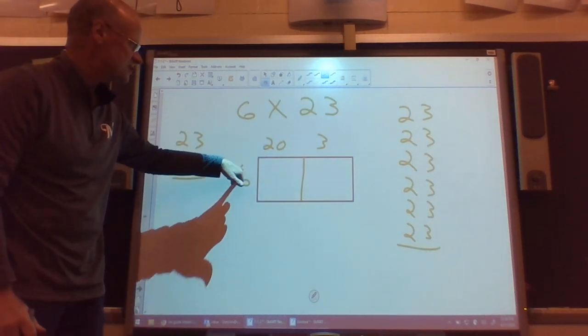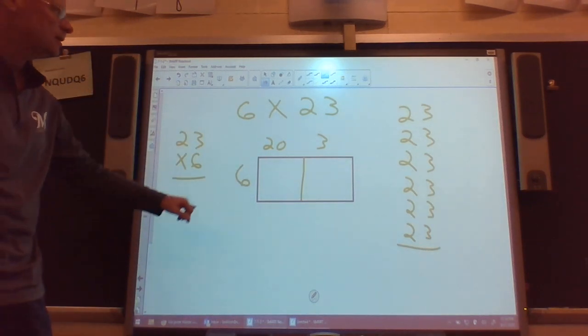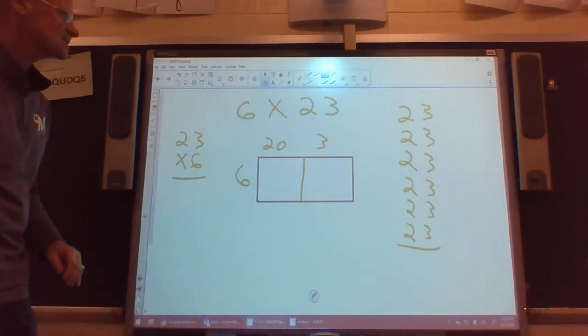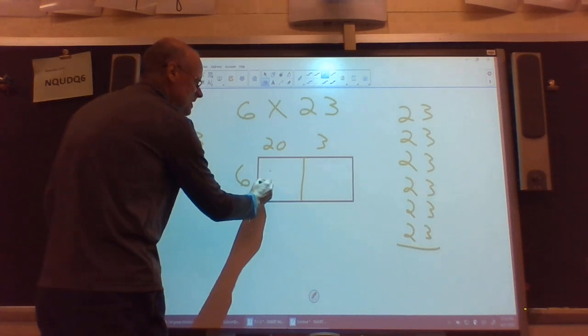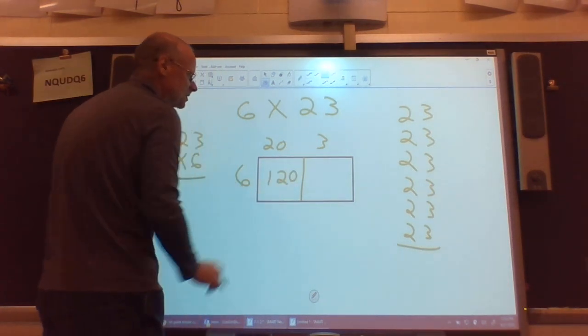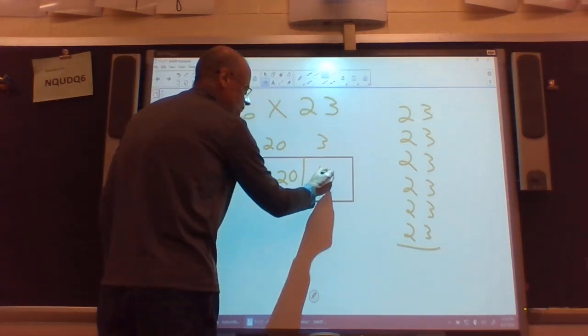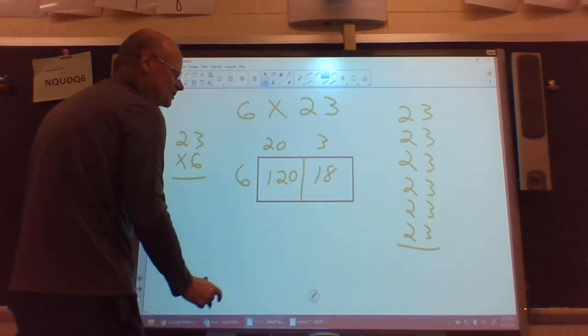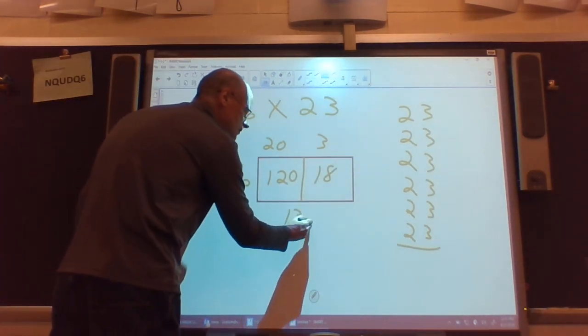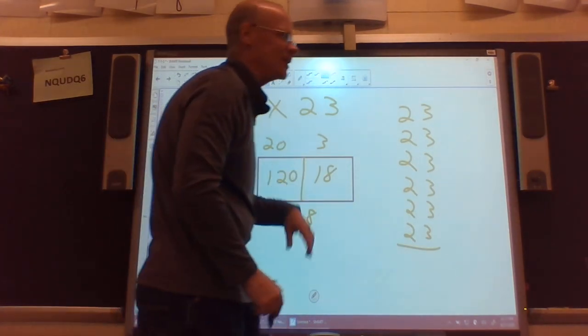To do an area model, I'm just going to do 6 times 2 is 12. And that 0 is going to be my placeholder, so I'm going to tack it on to the end. I'm going to get 120. 6 times 3 is 18. If I add those together, I get 138. Let's see if I get it the same way.